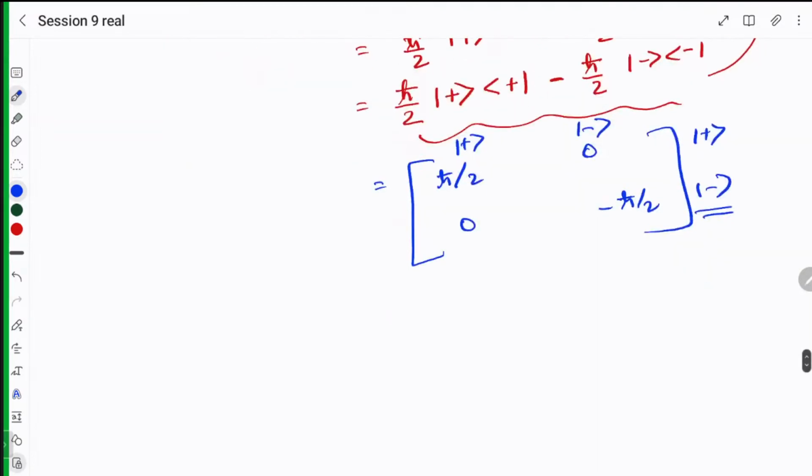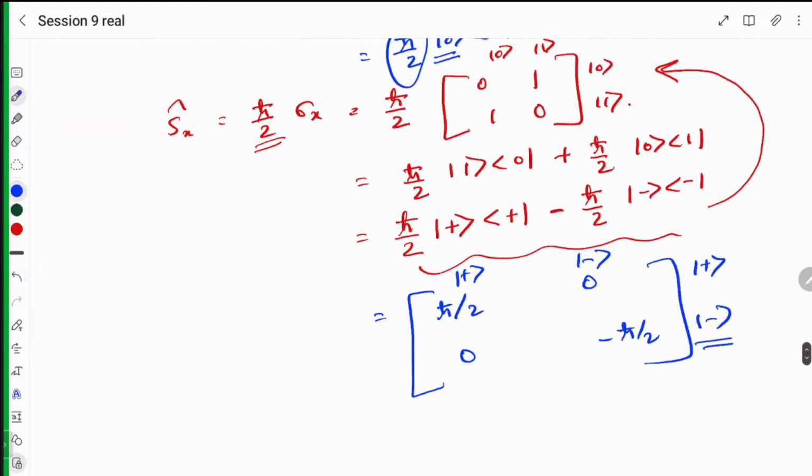So is this part clear? Any questions, queries till here?